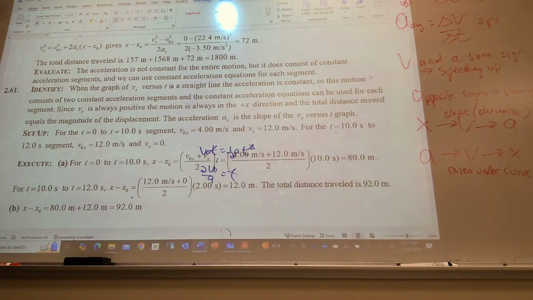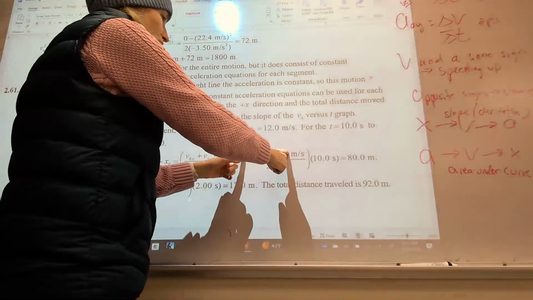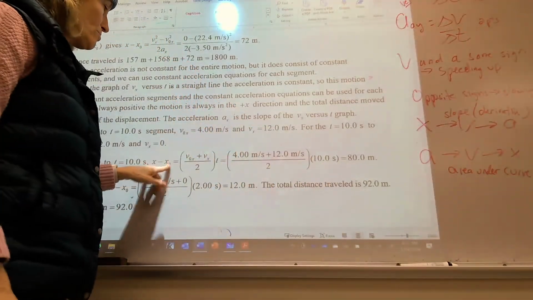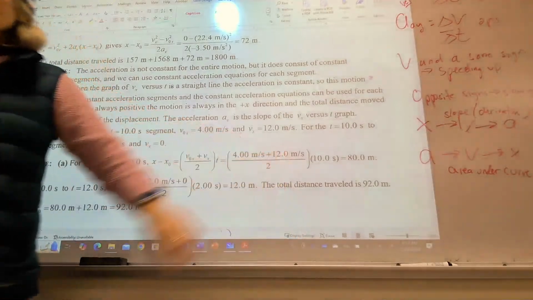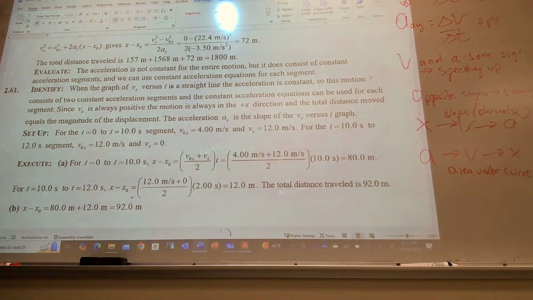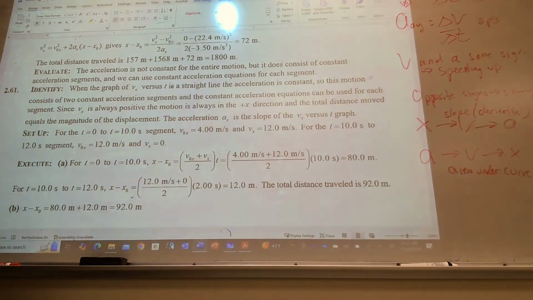But if you did that area correctly, notice they're using this equation, but this is the equation of a trapezoid. A trapezoid is base 1 plus base 2 times the height divided by 2. So they're using the distance equation, but it is the same equation for a trapezoid, so it has the same effect. And then for 10 seconds to 12 seconds, they get 12, so the total is 92. How many of you got that one?